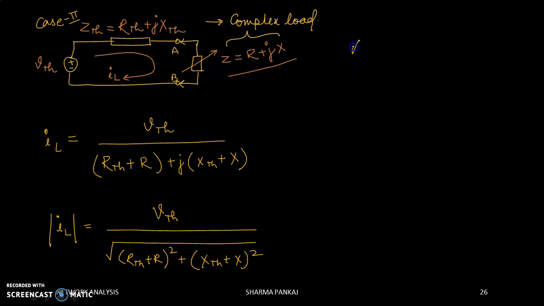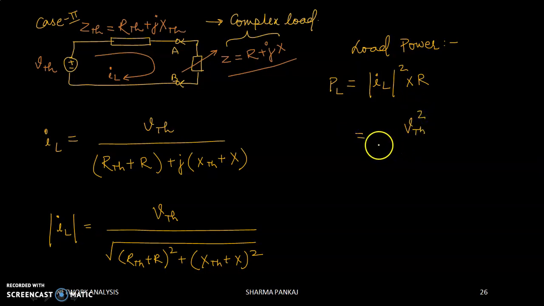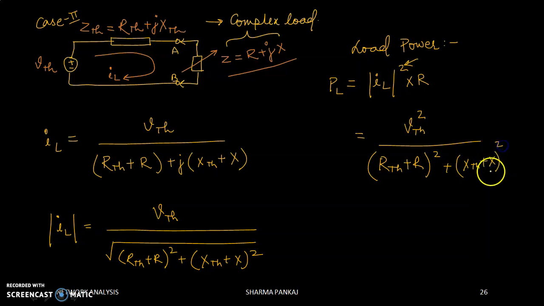Now load power can be given as PL. In this condition PL will be equal to the magnitude of IL square into R. So it is VTH square upon RTH plus R whole square plus XTH plus X whole square, multiplied by R. The root has vanished because of the square. Okay.